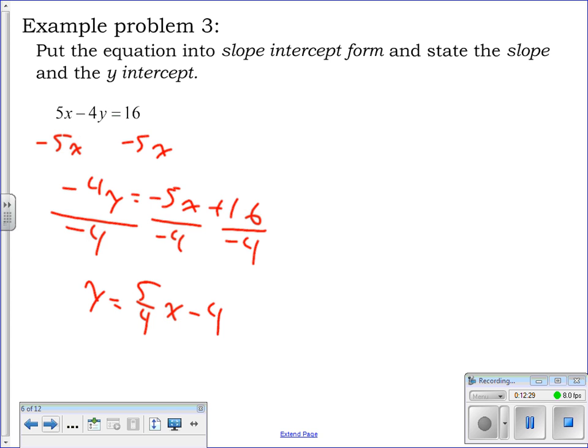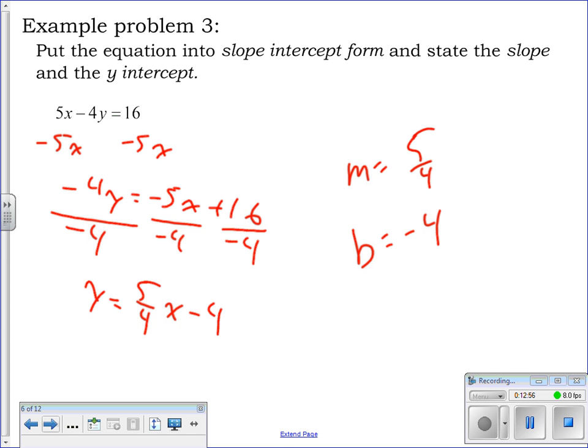You want it in fraction form because when you go to graphing, fraction form is the way you want to do it. Graphing decimals is really hard. Graphing fractions is easy. My slope, 5/4. My y-intercept, negative 4. mx plus b. M is slope, b is y-intercept.